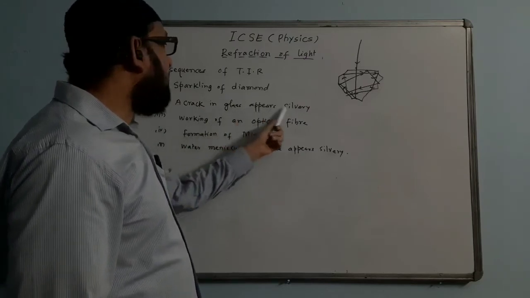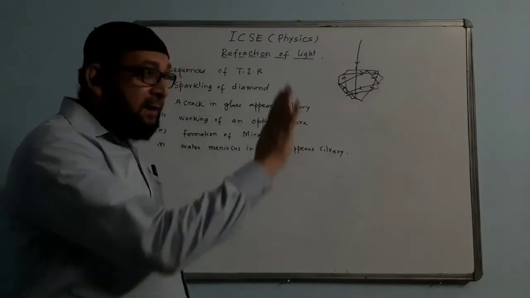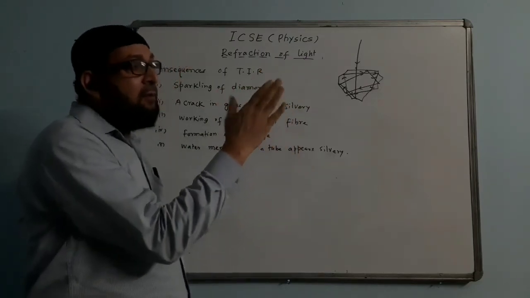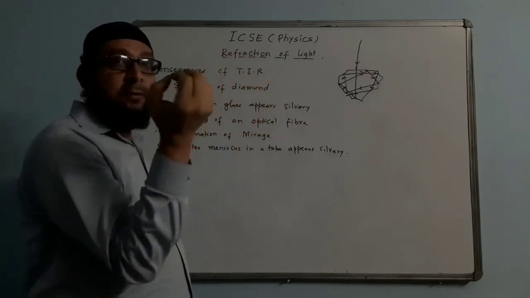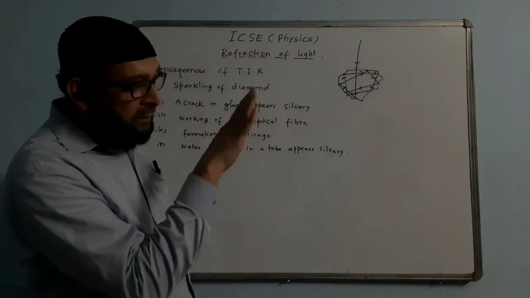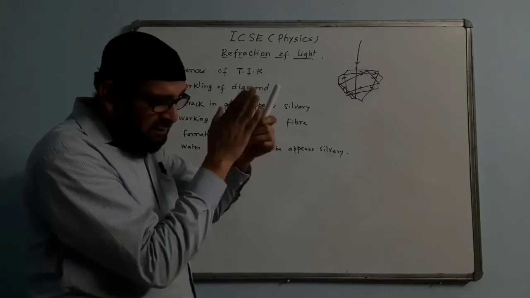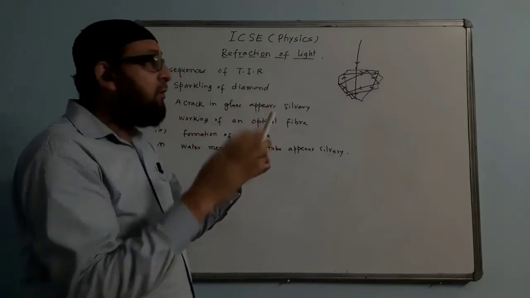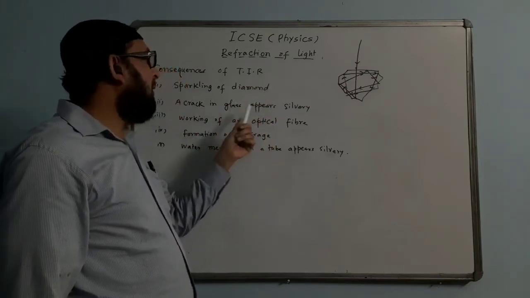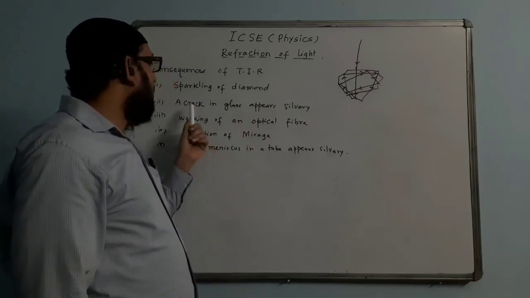So it is also due to TIR, total reflection taking place inside the diamond. A crack in glass appears silvery. You must have seen a crack in glass when you try to find a small or hair-like crack in a glass. You have to tilt the glass and see if it shines silvery. Then you can find out that there is a cut or crack in it.